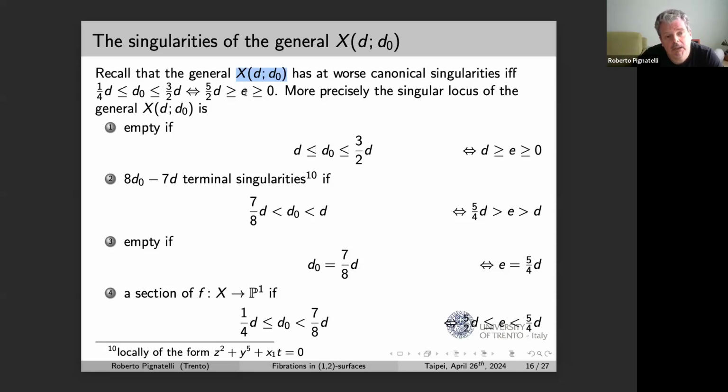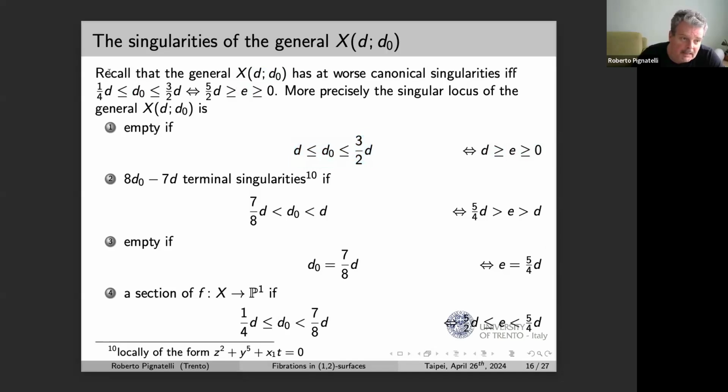And if the index of the Hilbert surface is small, which in these inequalities corresponds to having D0 big, so D is fixed, and D0 at least D up to the maximum, 3/2 of D. The maximum, 3/2 of D, corresponds to having P1 times P1 as elliptic surface. So then the singular locus is empty, which means that the general element in my unidirectional family is smooth.